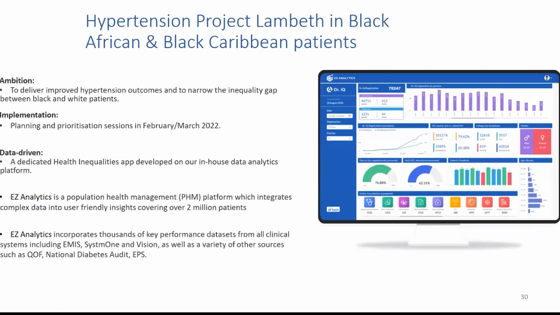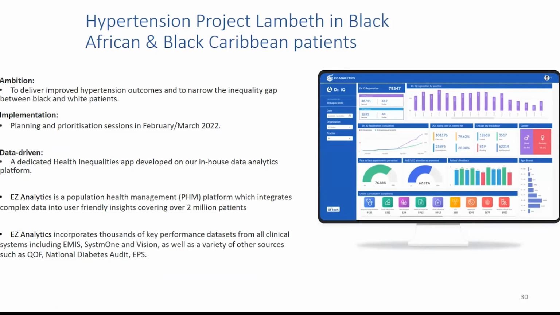So essentially, we wanted to deliver improved hypertension outcomes and to narrow the inequality gap between Black and white patients. Really as simple as that. And that's a message that a clinician can understand and a receptionist can understand. We had disparities. We now need to find out why, and we now need to address them.